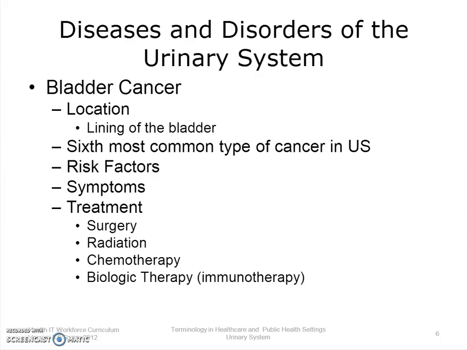Symptoms of bladder cancer include low back pain, blood in the urine, painful urination, and needing to frequently empty your bladder, which is called urinary frequency. Treatments for bladder cancer include surgery, radiation, chemotherapy, and biological therapy. Biological therapies use the body's own immune system, either directly or indirectly, to fight cancer or to lessen the side effects that may be caused by some cancer treatments.